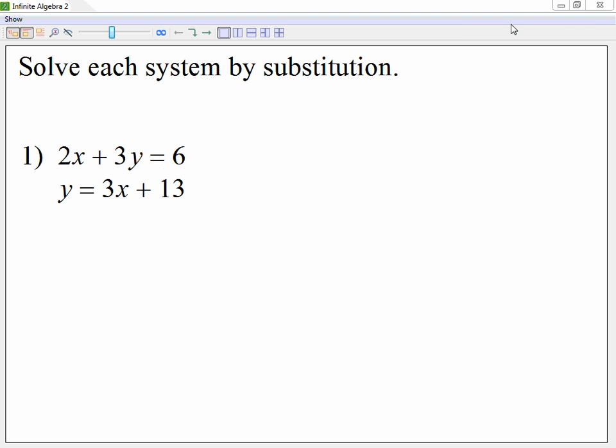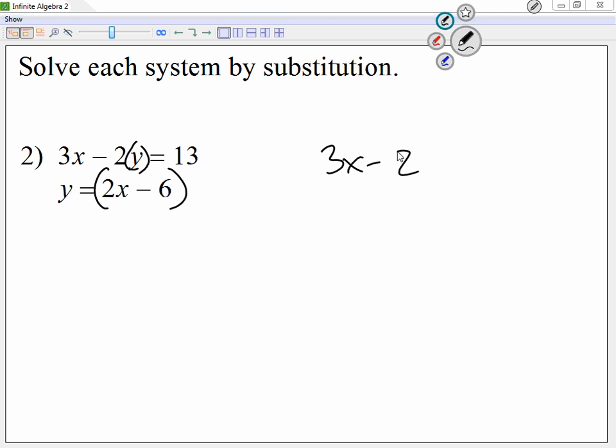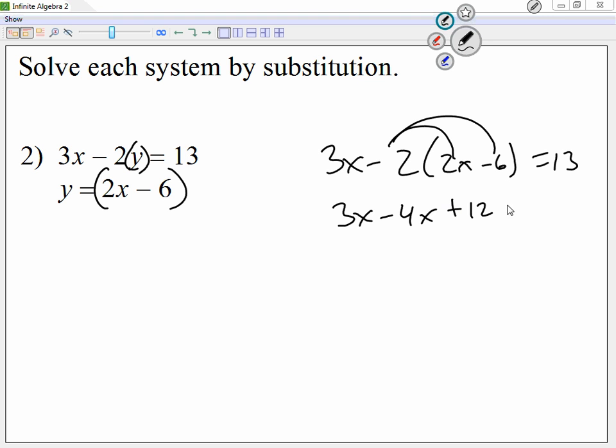Let me show you guys another example. Remember, in one of my equations, one letter has to be by itself. X or y, but one letter. For number 2, everything that I have over here for y, I'm going to replace it for the y on the other equation. So let me rewrite this as 3x minus 2, open parentheses, 2x minus 6, close parentheses, equals 13. Multiply the negative 2 to the inside. 3x minus 4x plus 12 is equal to 13.